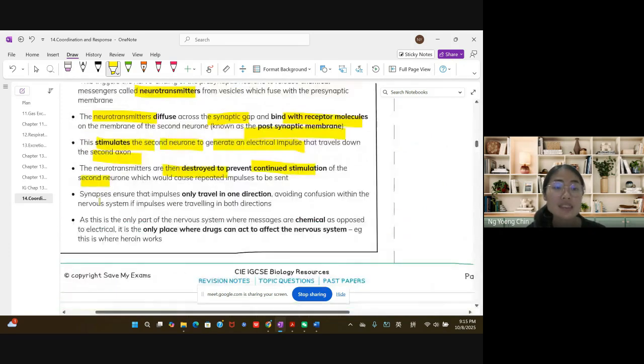So the purpose of the synapse is to make sure the impulse only travels in one direction. Just forward, cannot be backwards.